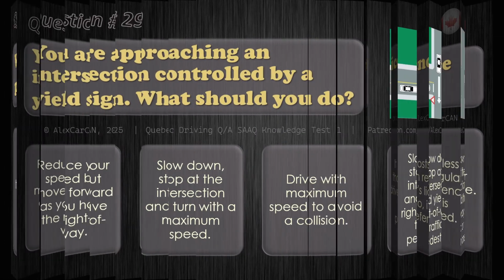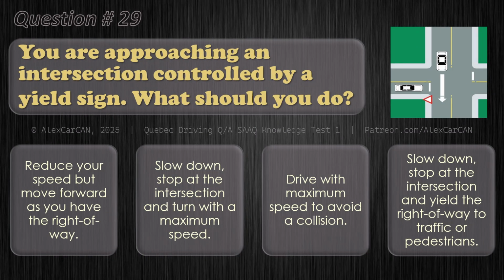Question number 29. You are approaching an intersection controlled by a yield sign. What should you do? Reduce your speed but move forward as you have the right of way. Slow down, stop at the intersection and turn with a maximum speed. Drive with maximum speed to avoid a collision. Slow down, stop at the intersection and yield the right of way to traffic or pedestrians.